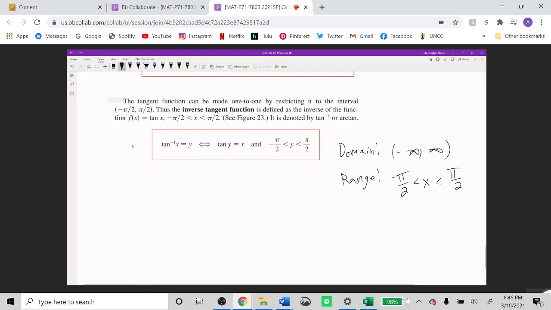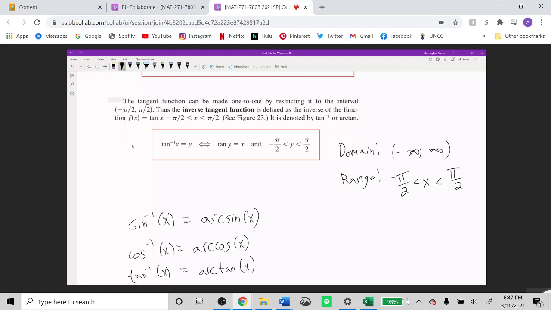And just to get a separate notation here, sine inverse of x is often denoted arcsine of x. Cosine inverse of x is often denoted arc cosine of x. And tangent inverse of x is often denoted arc tan of x. Does this make sense?